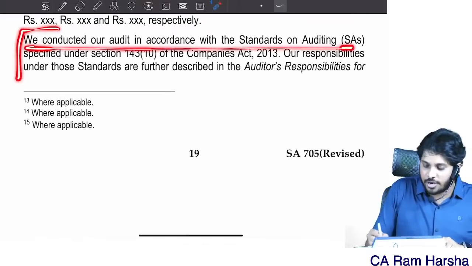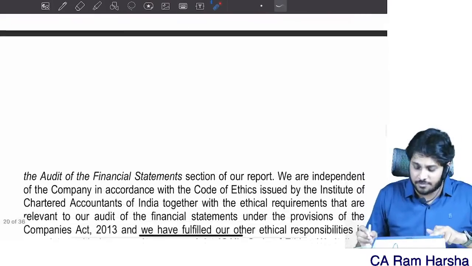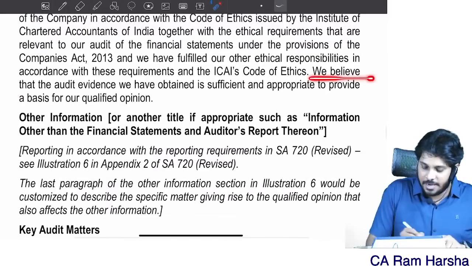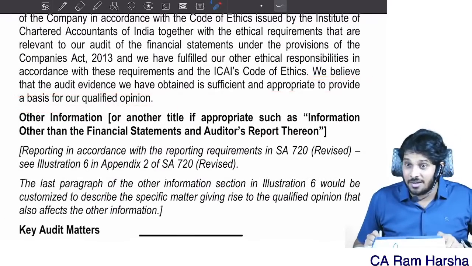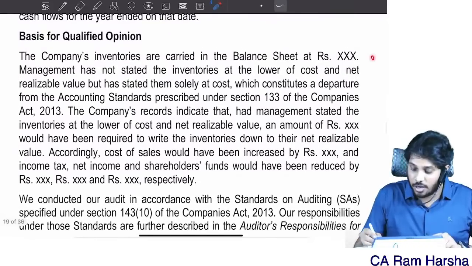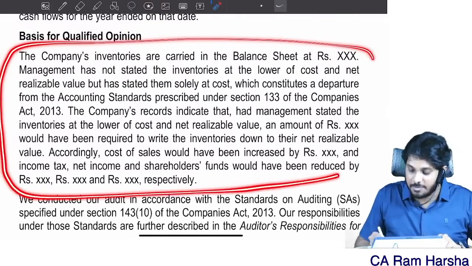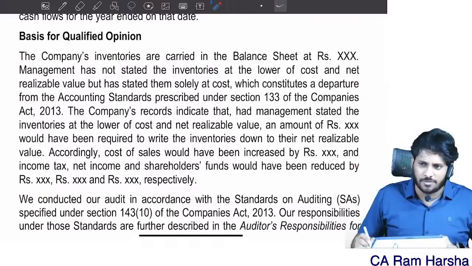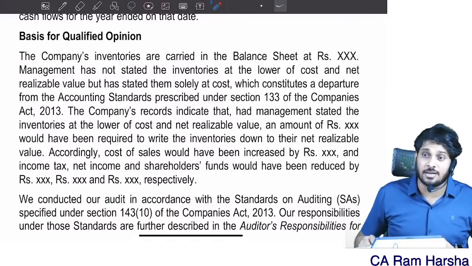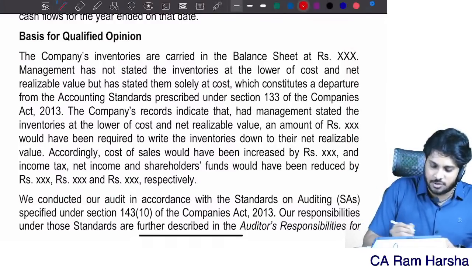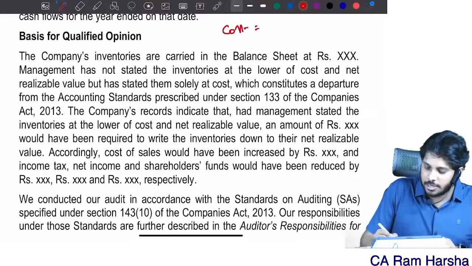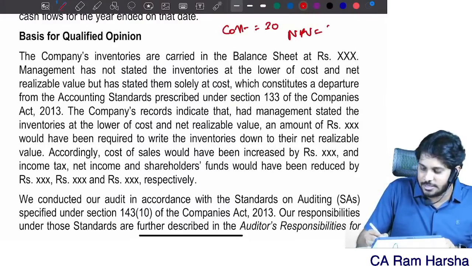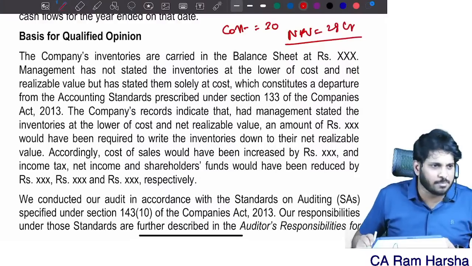We conducted our audit as per standards on auditing. Our responsibilities are further described in the report. We believe that the evidence obtained is there. But not only that. Why did you give a qualified opinion? At the beginning itself we mentioned it. In the example illustration, the qualified opinion is given by the auditor because of inventory misstatement. Let us assume inventory cost is 30 crore and NRV is 28 crore. This is the example we discussed, right?